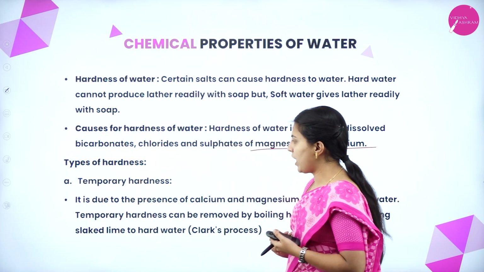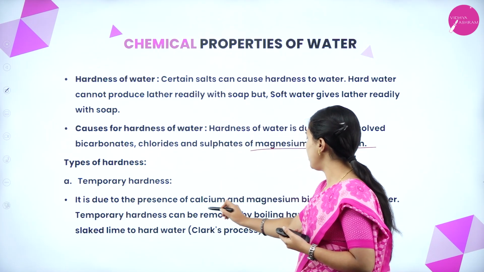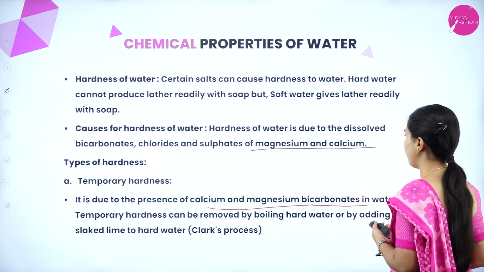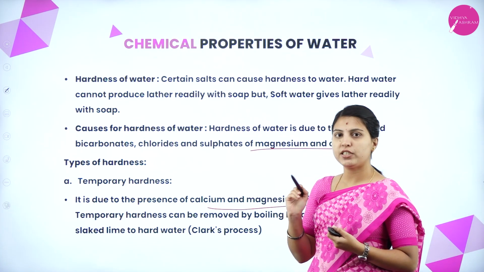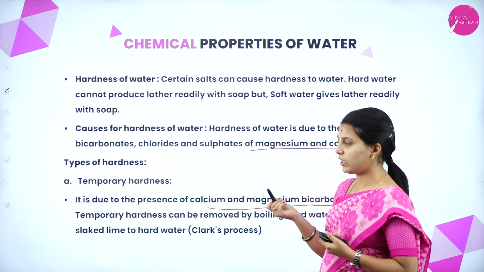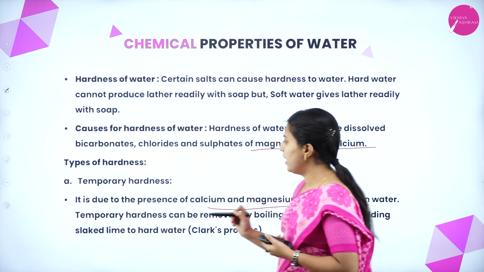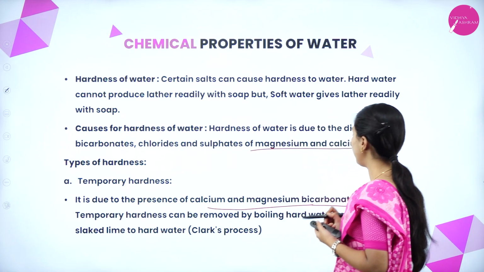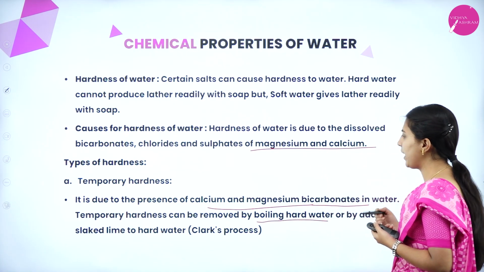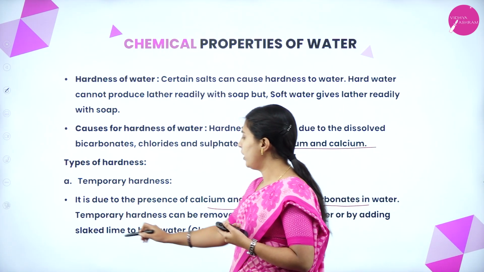First we will see temporary hardness. It is due to the presence of calcium and magnesium bicarbonates in water. Whenever the bicarbonates of calcium and magnesium are present in the water, that leads to temporary hardness. Temporary hardness can be removed by boiling hard water or by adding slaked lime to hard water.